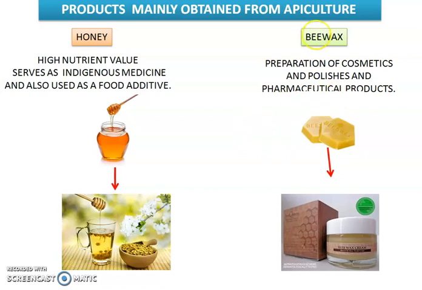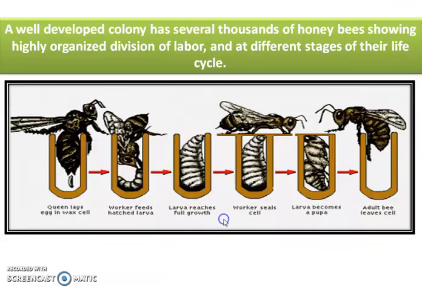And also pharmaceutical products. So again it comes to the medicine area. So both these have got tremendous importance in the life of people. Now, a well developed colony, if you see, there are several thousands of honeybees, and all of them may not be on the same stage or phase of life.